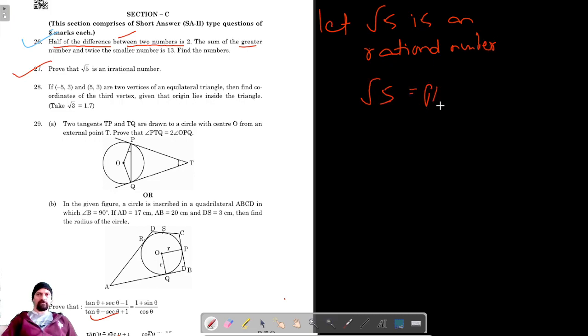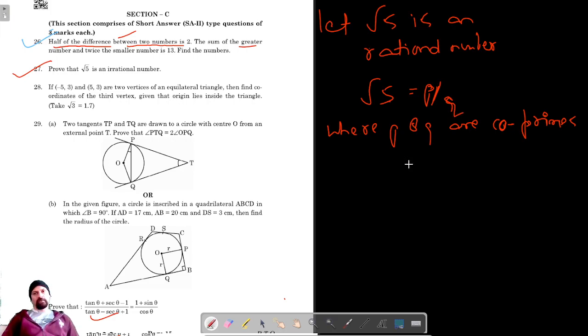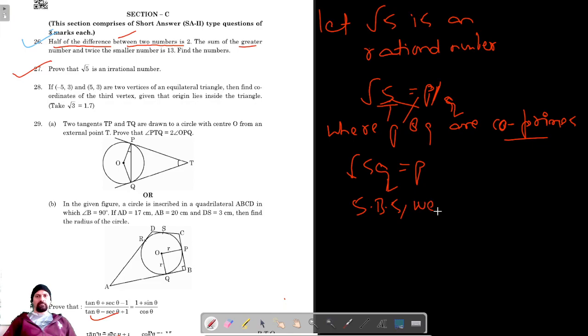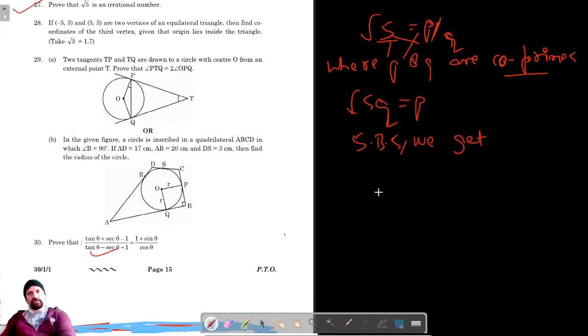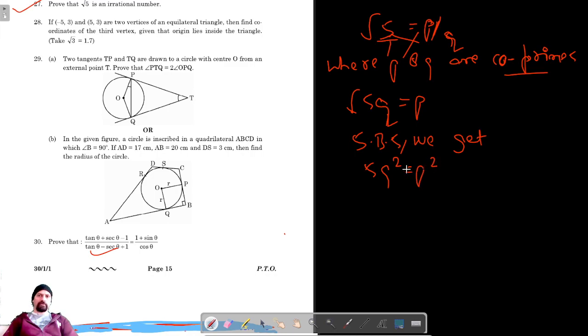Let's give it a rational form. Let's say root 5 is equal to p by q, where p and q are co-primes. By co-primes we mean that they have no common factor except 1, so they are not divisible by any other number. Now let's cross multiply this, which gives us root 5 into q is equal to p. And if we square on both sides, we get 5q square is equal to p square.